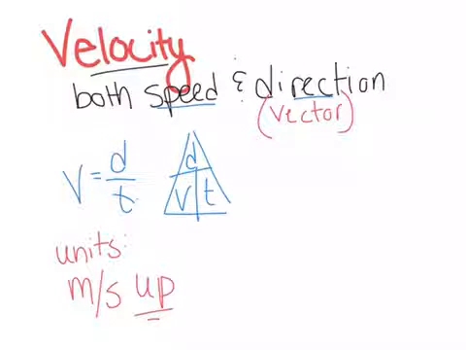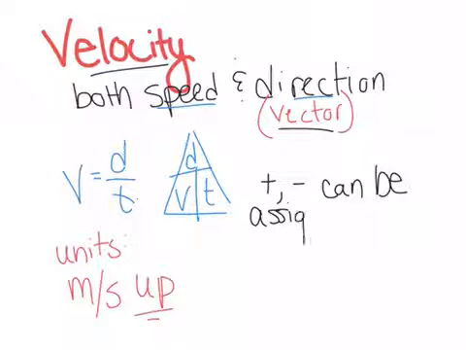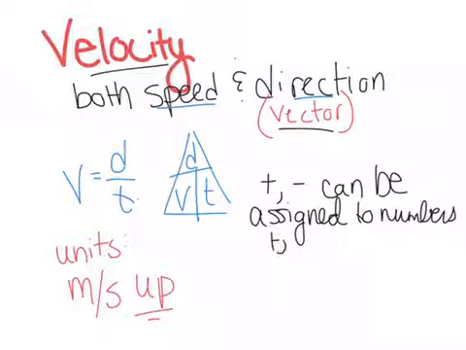The other thing about velocity, since it's a vector measurement, is that sometimes positive and negative numbers are assigned to numbers to show direction. So positive and negative can be assigned to numbers to show direction.